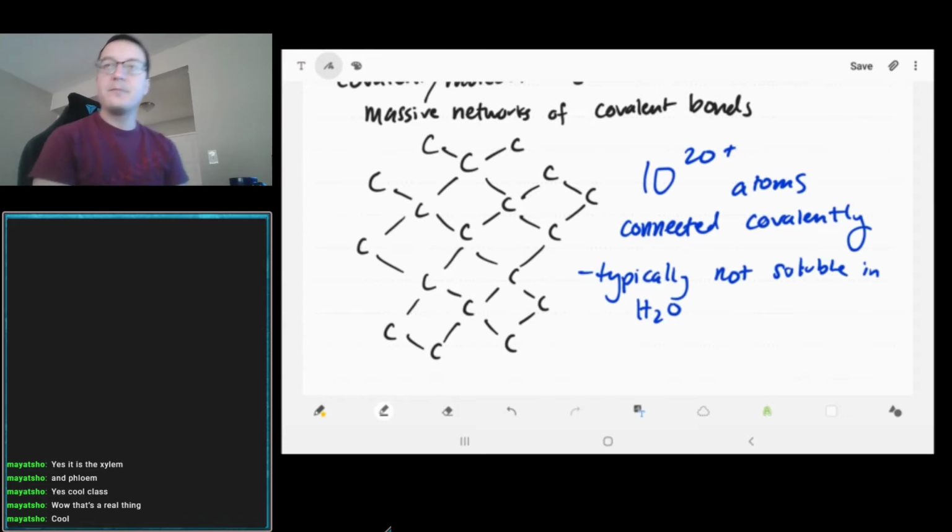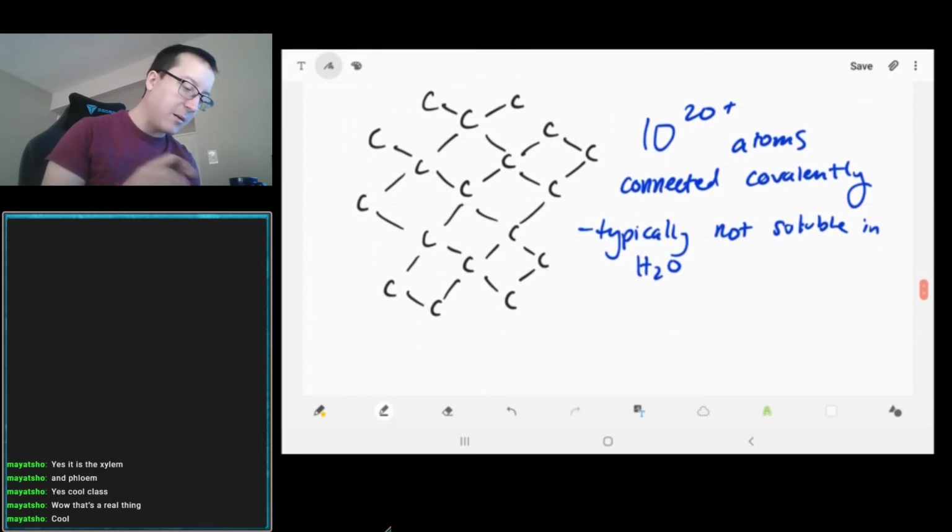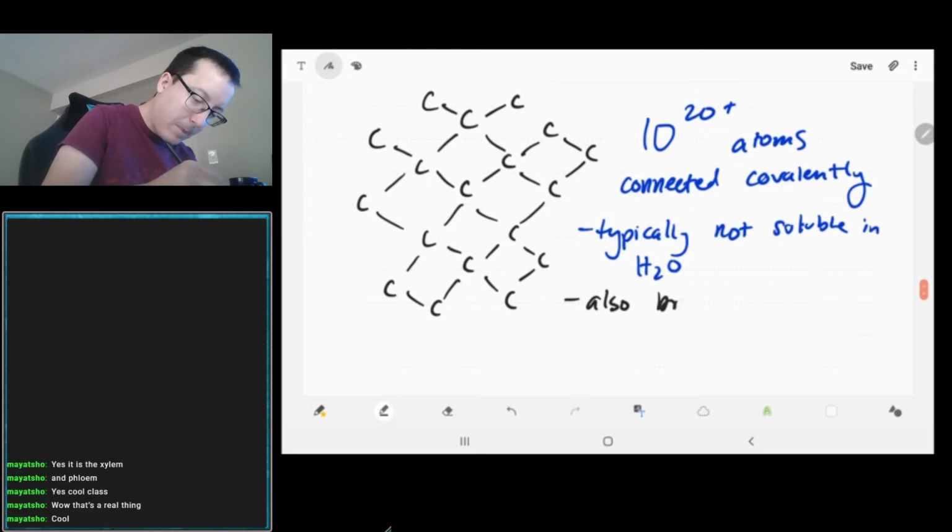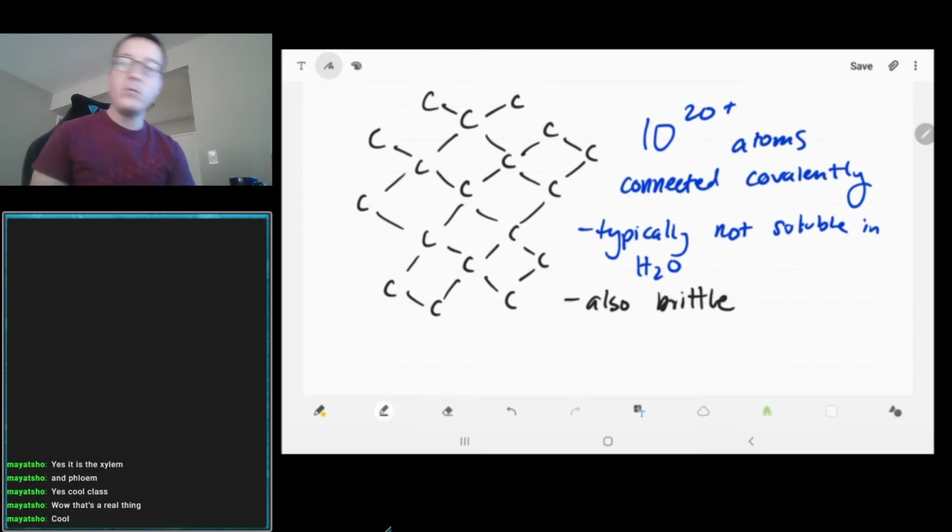So, you can have different other ways of talking about them. These are also pretty brittle. It's just the way that they are. Again, you take your hammer and smash your diamond. You could do it. Probably not a smart idea, but you could. You could do it with graphite. You could do it with sugar crystals. These would all be the same idea, where you just have these covalent networks.